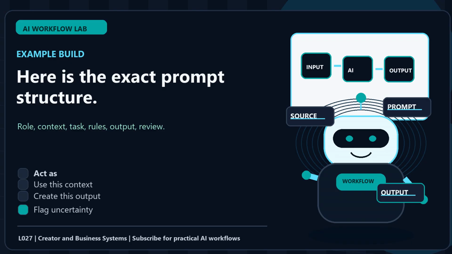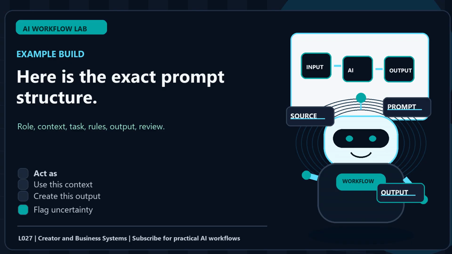Here is the prompt structure I would use. Act as a practical AI workflow operator. Your job is to help me with build a newsletter engine with AI. Use the context below. Do not invent facts. If information is missing, mark it as missing. Give me a concise output I can act on today. Then add the task, create a repeatable newsletter workflow from research to final draft.